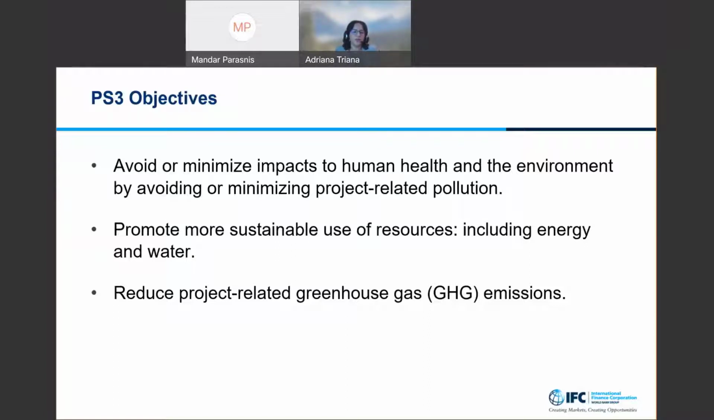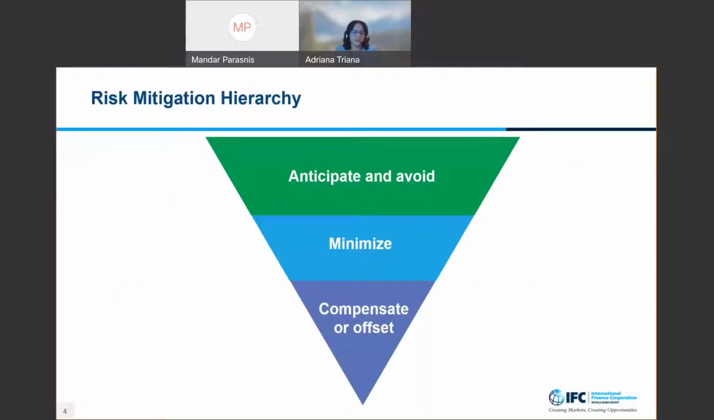And now the how, with some principles, and then going into detail, providing some guidance on how to achieve these objectives. So critical to all PSs is the application of the risk mitigation hierarchy, meaning that it is always trying to anticipate or avoid risks and impacts. So that's the first line of thinking. Then moving to minimization or mitigation measures. And as a last resort, compensate or offset.